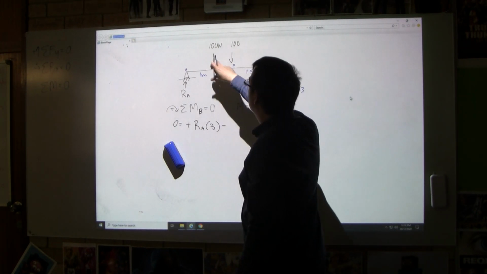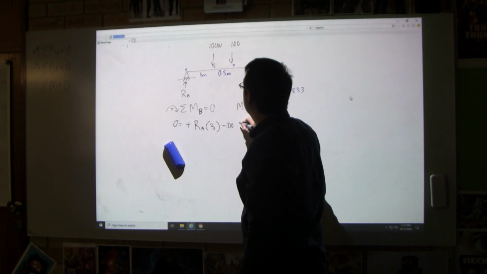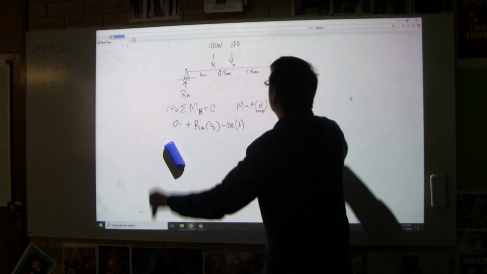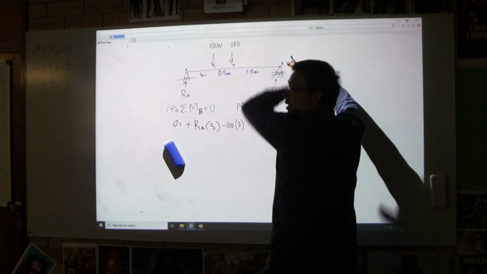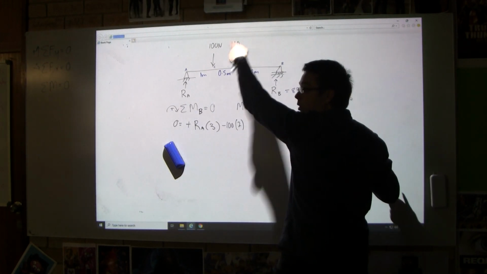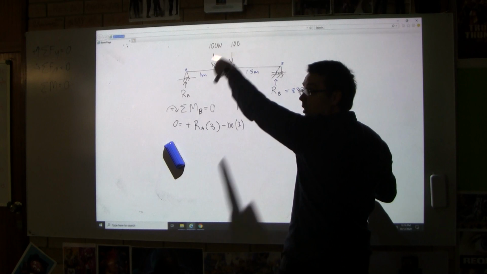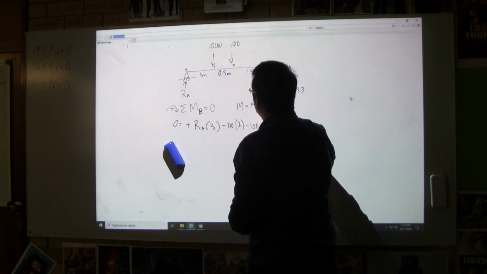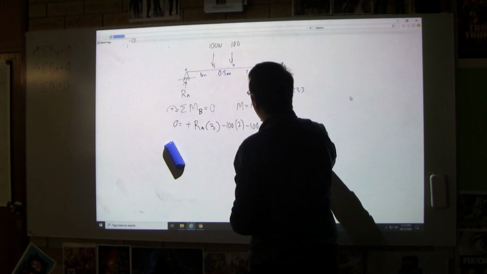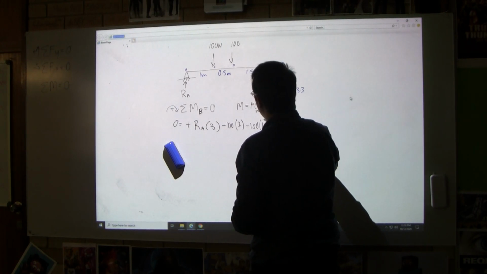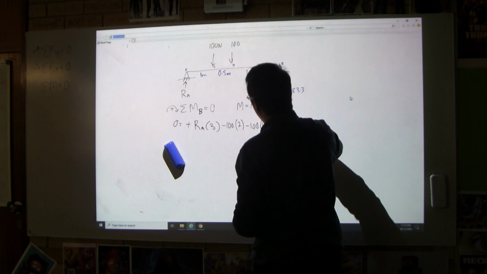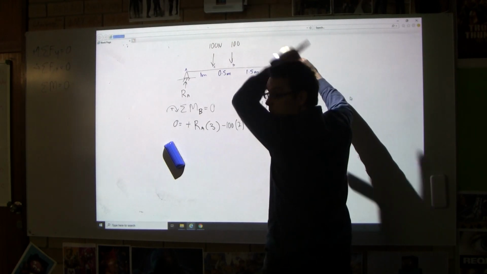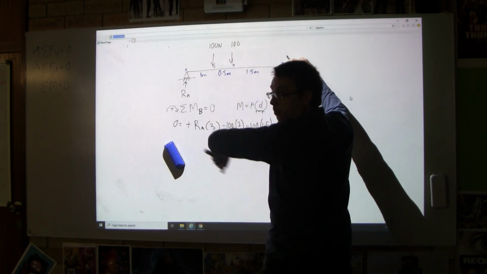The next one is 100, and how far away is it? It's 2 meters away. Which way is it going? Anti-clockwise, so it's going to stay minus. We've got 100, and how far away is it? It's 1.5. Again, minus. Yeah, we're happy with that?